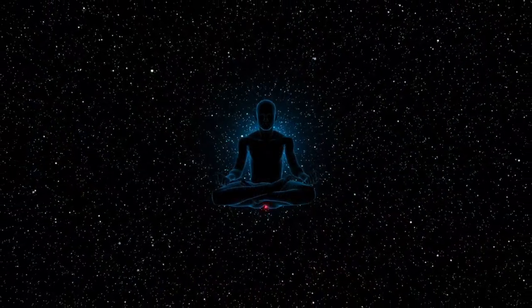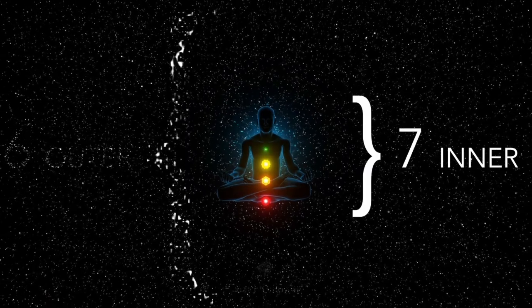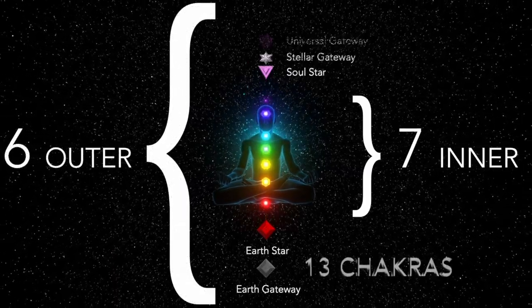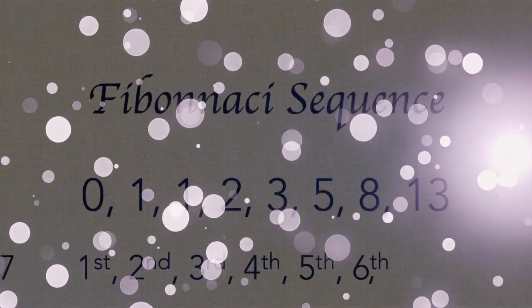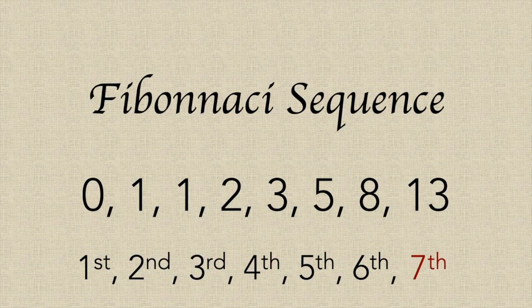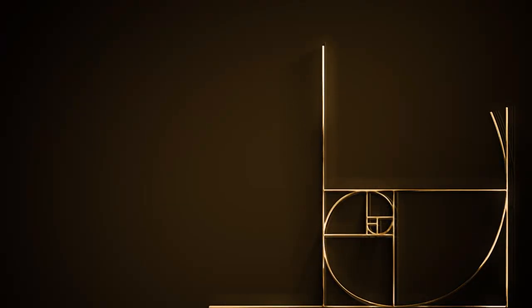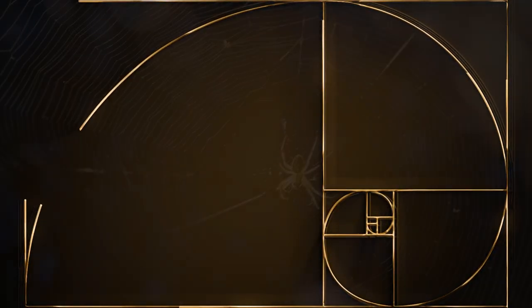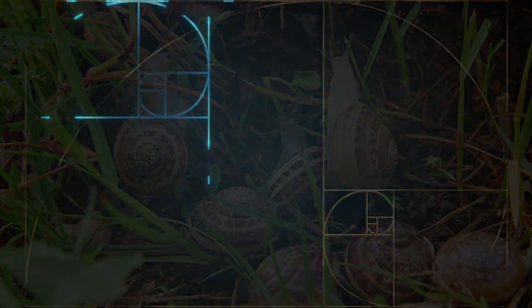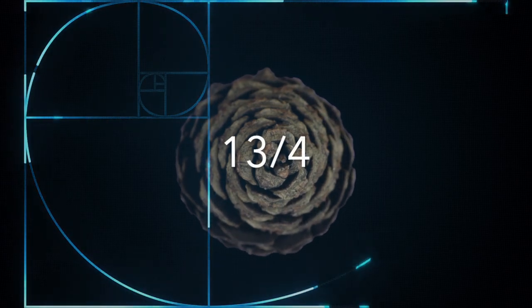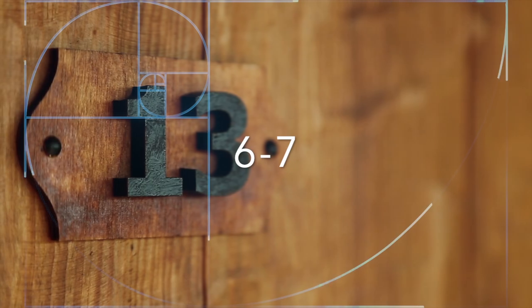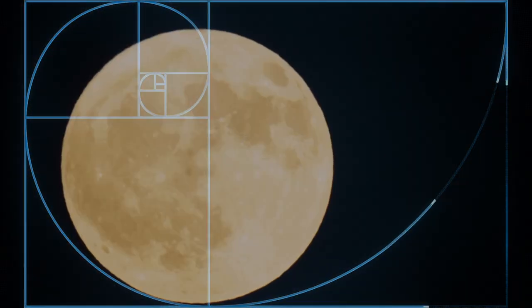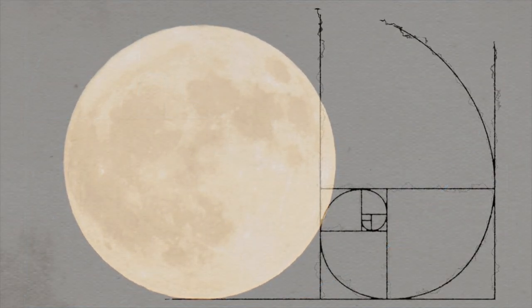There are 7 inner and mainstream chakras and 7 outer astral chakras, for a total of 13. 13 is also the 7th value in the Fibonacci sequence, from which is derived the golden spiral, which is in everything, literally everything, making 13 and its 13-4 relationship and 6-7 breakdown one of the most essential building blocks to life, embodied by the moon.